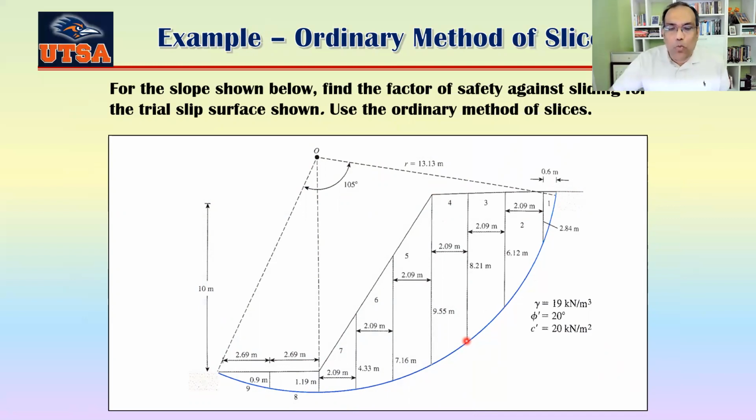Now, the soil properties are given: gamma equal to 19 kilonewton per meter cube, phi equal to 20 degrees, and C prime is 20 kilonewton per meter square. First of all, we make several slices here. I can see they have 9 slices here. Usually we do that these days. In the past, they used to use graph paper to put the whole thing there. Now you can do it in AutoCAD, okay?